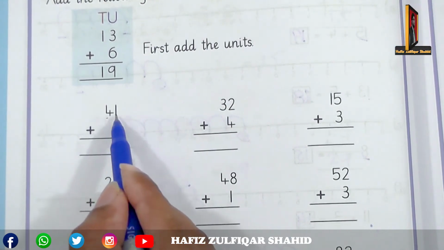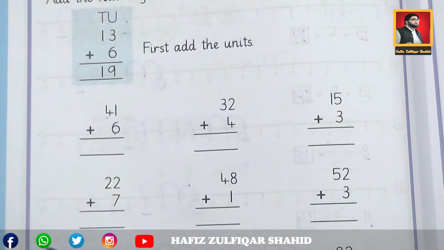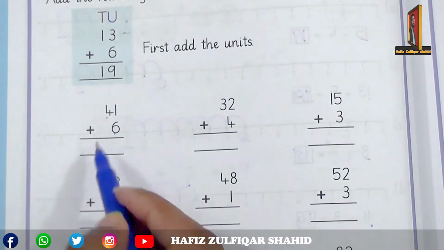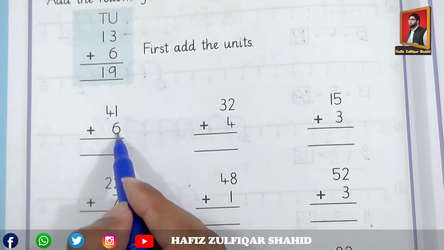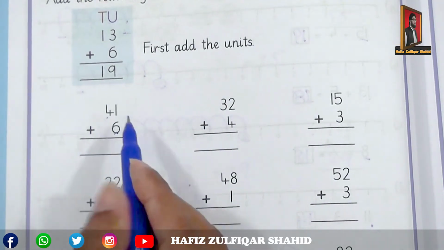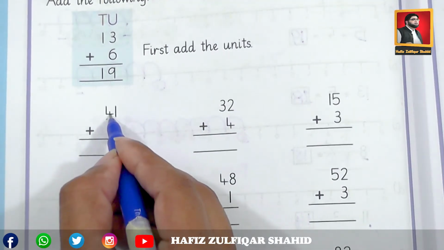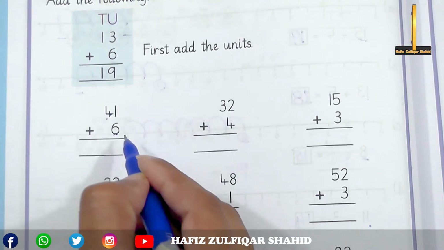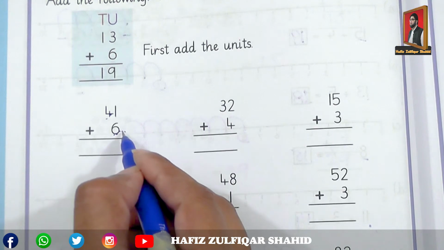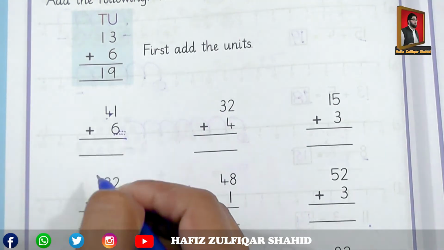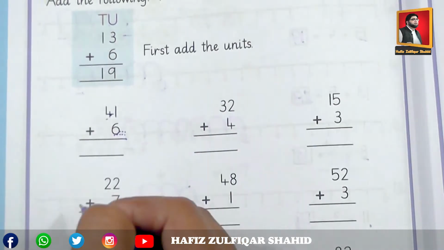See, here we have 41 and 6 to add. You can count 6 next to 41. Count 41, 42, 43, 44, 45, 46 and 47. In total you have 47.